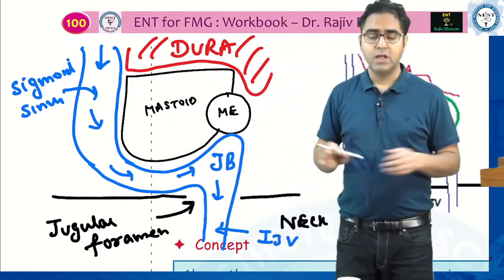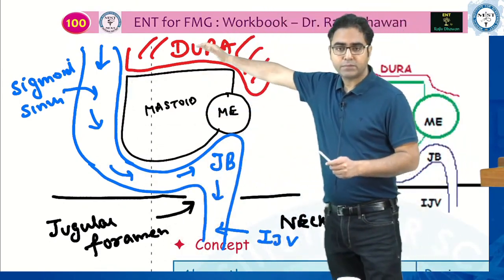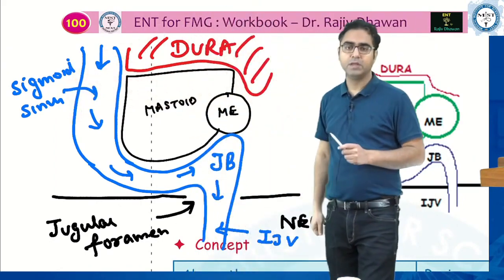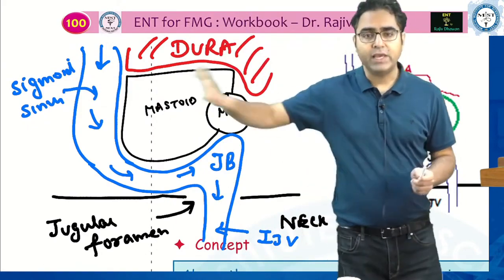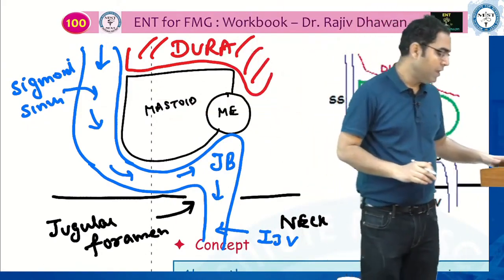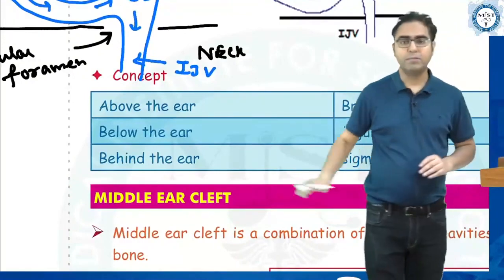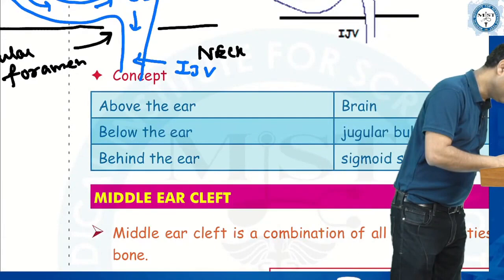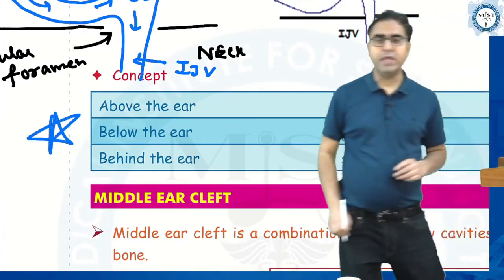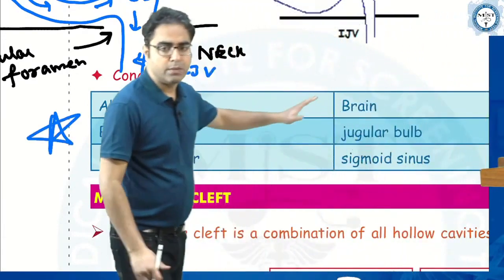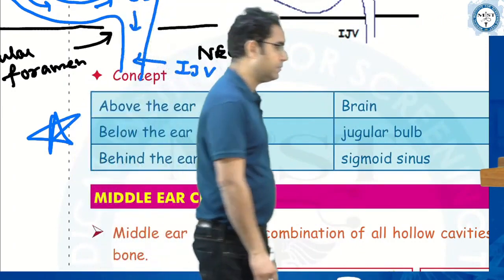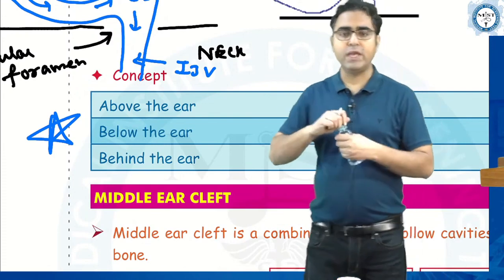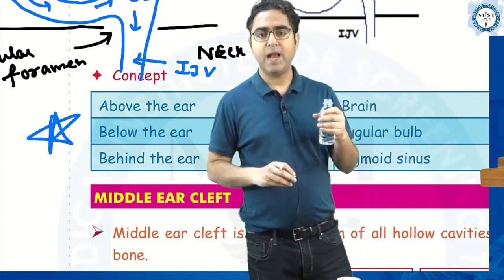The concept: above the ear is the brain, behind the ear is sigmoid sinus, and below the ear is jugular bulb. I repeat the concept, beta. Above the ear is the brain, the dura of the brain, and below the ear is jugular bulb, and behind the ear is sigmoid sinus. Look at this concept, beta. This is important to remember. Above the ear is the brain, below the ear is jugular bulb, and behind the ear is sigmoid sinus. Am I clear, beta? Is it clear to everyone?